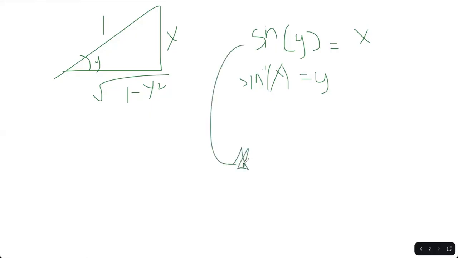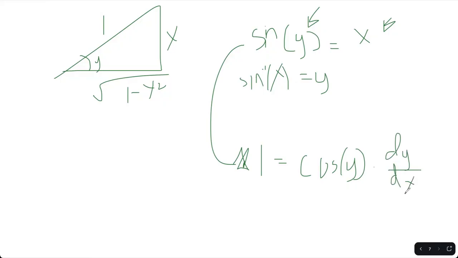To find the derivative, we do implicit differentiation because we have an equation with both y and x. We start with this side because it's a lot simpler. We get 1 equals, inverse of sine is cosine, and we keep the y inside. And it's that times dy/dx, because of chain rule, we take the derivative of y. So we isolate for dy/dx. It's going to be 1 over cosine of y, which is secant of y.